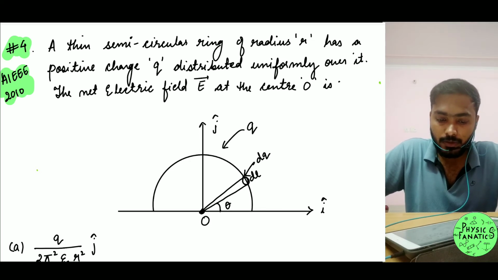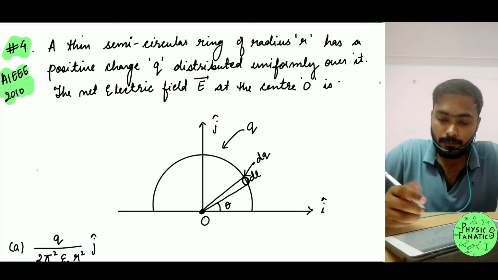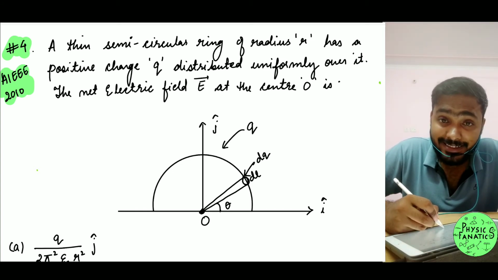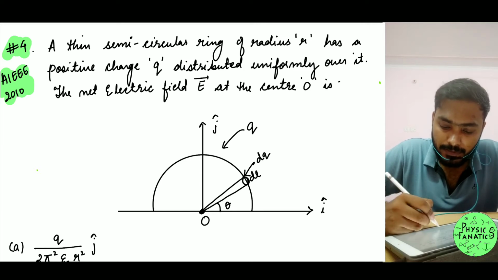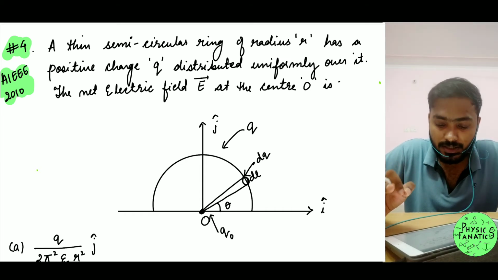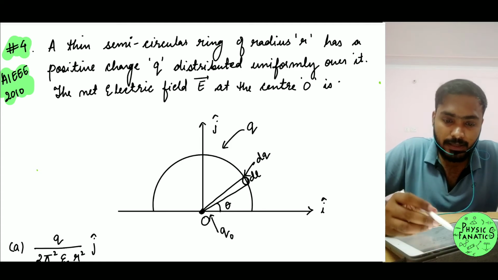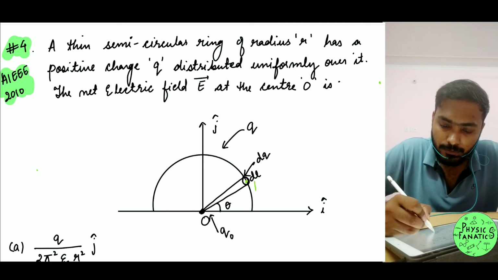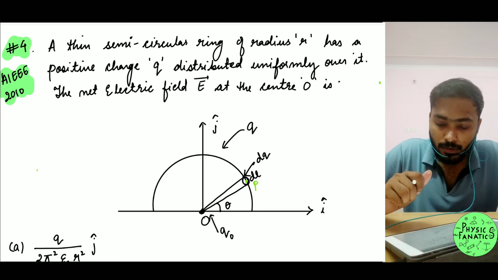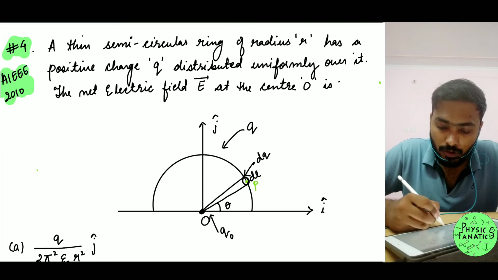Great. So you guys can see over here, because of this dq charge, if I want to find out the electric field at the center, the first step is to bring a positive test charge at the center O, right? Because of this dq charge placed at some point P on the surface of that semicircular ring, obviously the electric field will be in that direction.